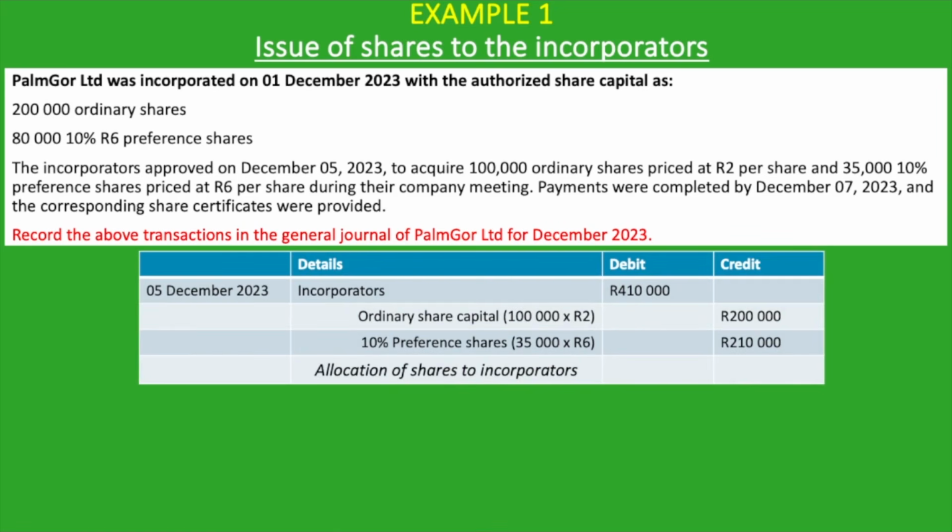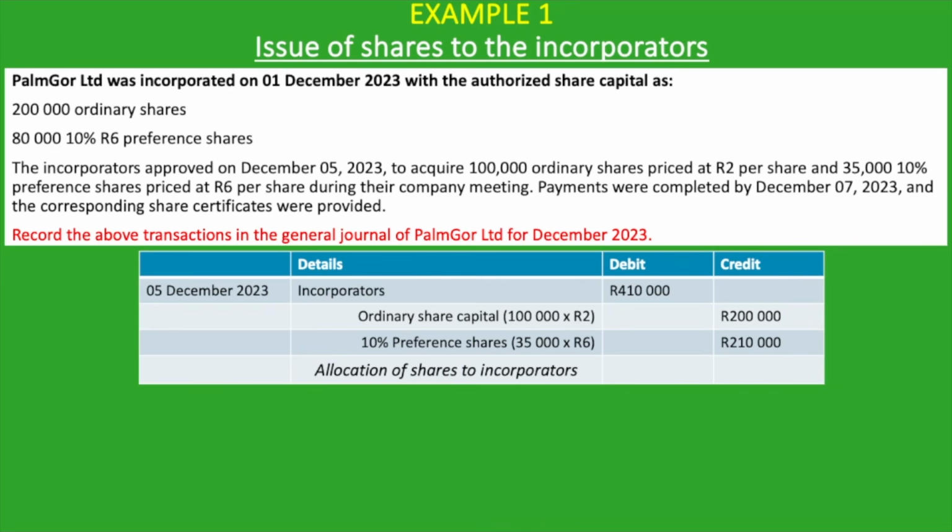We put our date there, 5th of December 2023, and then our detail there, debit incorporators, that's our debtor. If you look at those lessons in the links in the description below, you would know that we debit our debtors, or those who owe the company money, and then we credit our ordinary share capital and our preference shares. We've got the total amount for the 200,000 plus the 210,000, which gives us 410,000 rand. And the narration there is allocation of shares to incorporators.